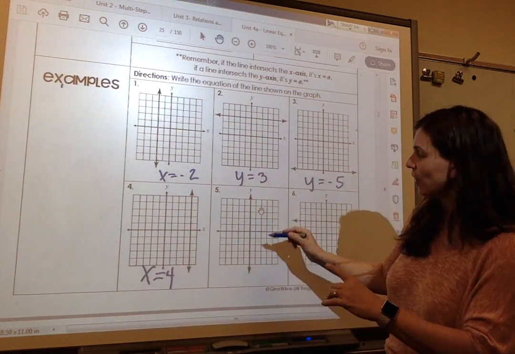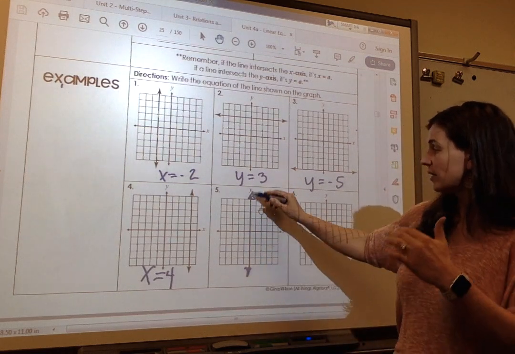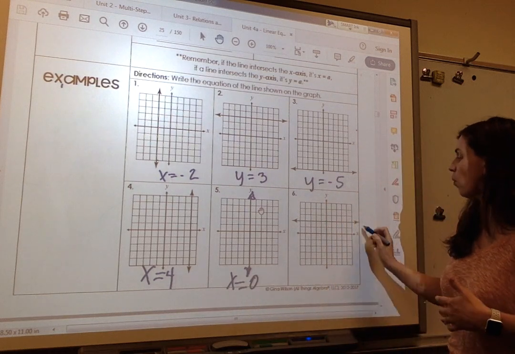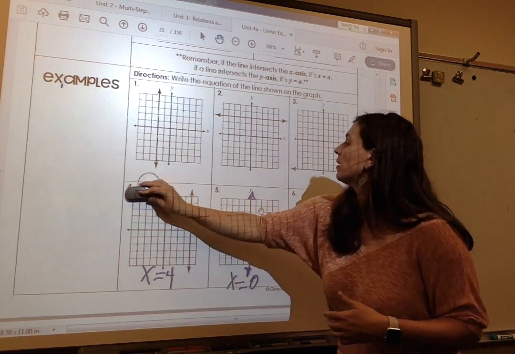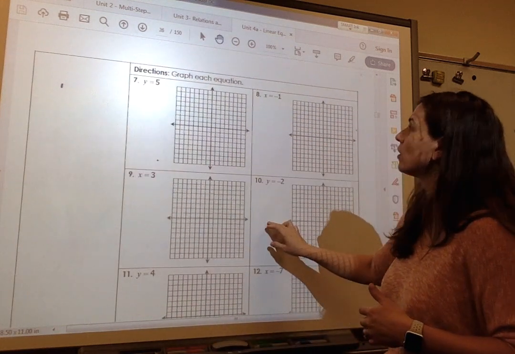And here these are tricky. You just have to look at where your arrows are. It's undefined, so x equals 0. This is y equals 2. All right, so those are quick examples. There's not a lot of work you need to do. It's just an understanding of what they look like.